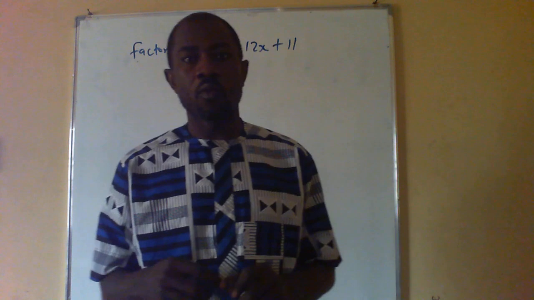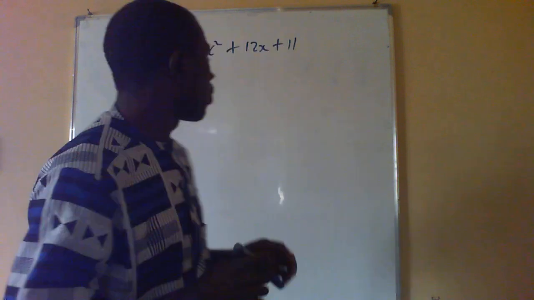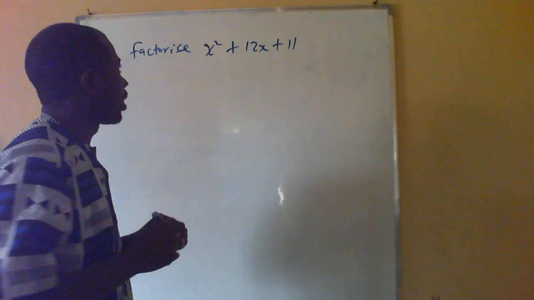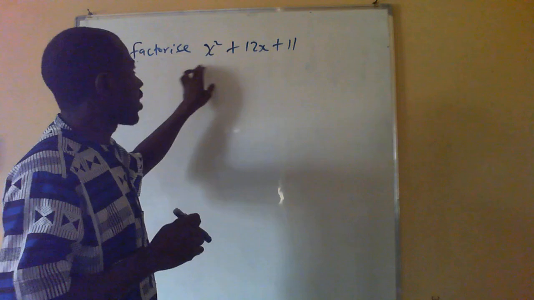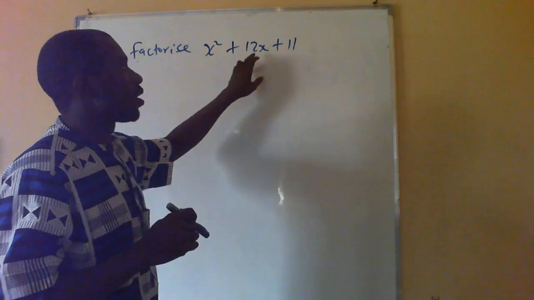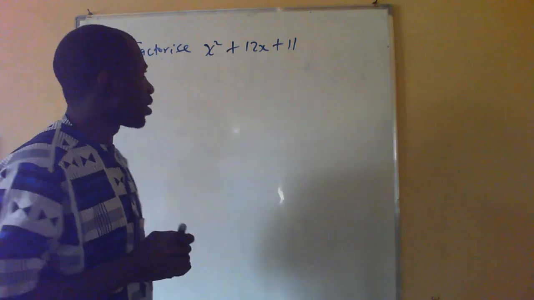Now within number 2, we want to solve question number 2. The question is: factorize x squared plus 12x plus 11. Solution.